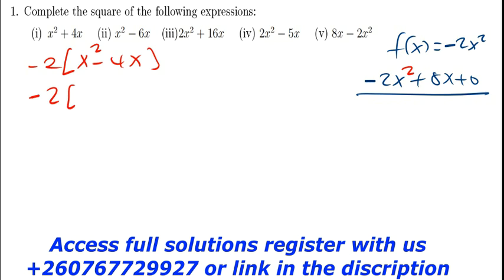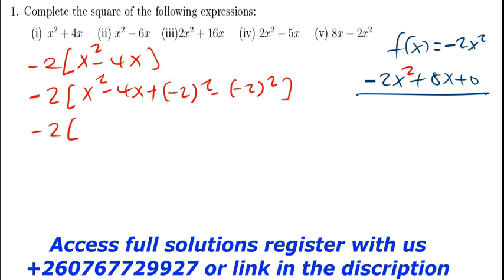Negative 2. Then this one, what we're going to do is we'll say x squared minus 4x. Half of negative 4, I'll say plus, is negative 2 squared. Again, I'll do minus the same negative 2 squared. So negative 2, here remember, you ignore this and you have x minus 2 squared minus negative 4. Negative 2 squared is 4.